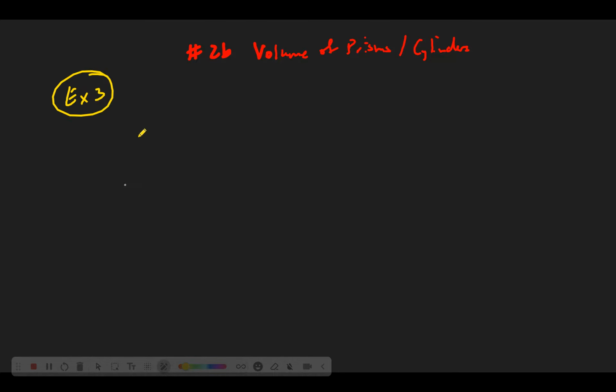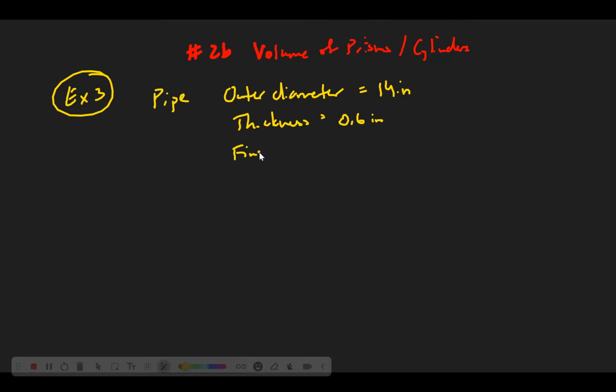Okay, so it says we have a cast iron pipe. The outer diameter is equal to 14 inches. The thickness of the pipe material is 0.6 inches, and we want to find the volume to the nearest hundredth.